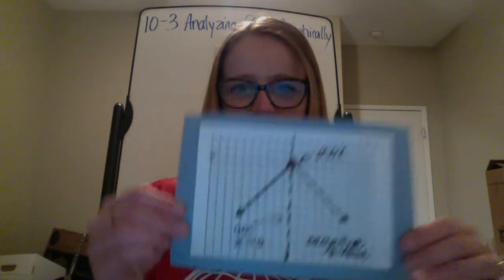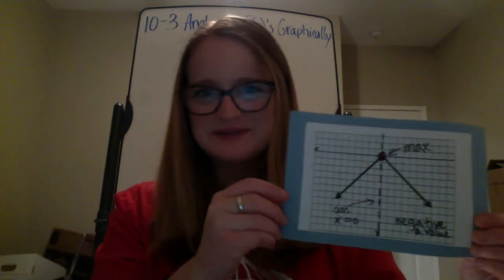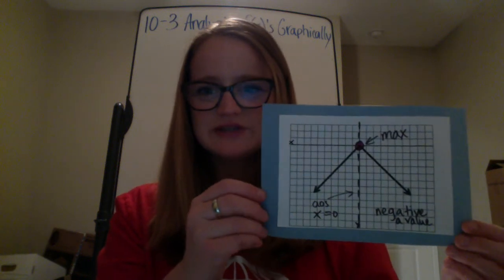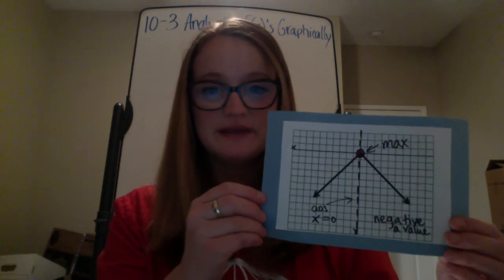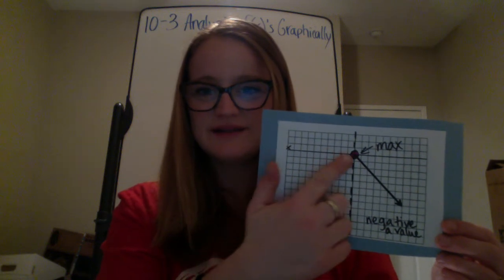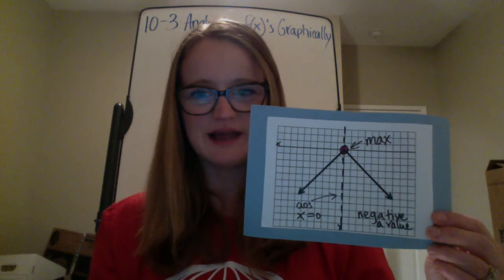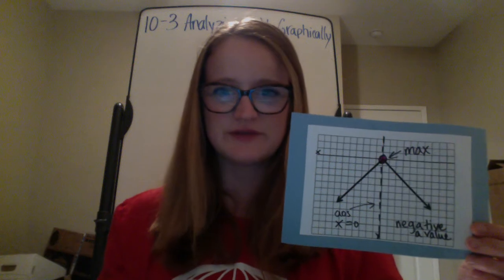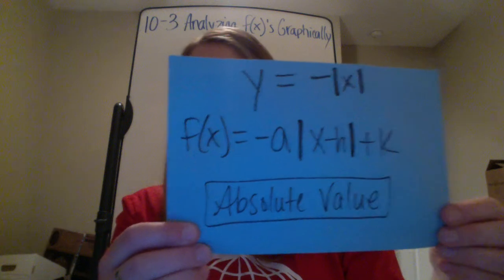All right, next up. This is an absolute value graph. So remember, they have the V shape. This one actually has a negative a value, so it's pointing downward and has a maximum value at its vertex up here. And then I've also shown the axis of symmetry with the dotted line. For this graph, it's x equals 0, but remember that absolute value functions are symmetrical. And their formulas look like this.